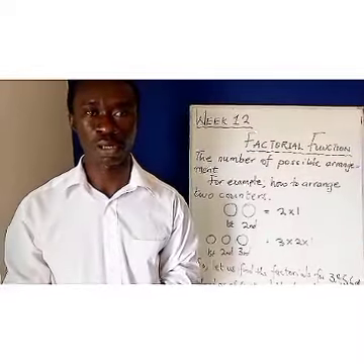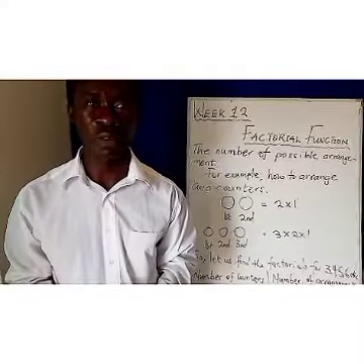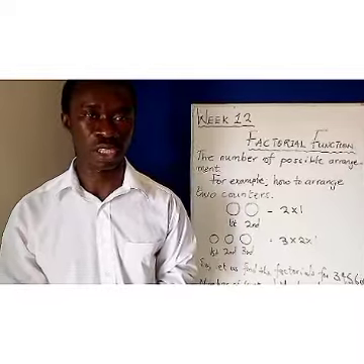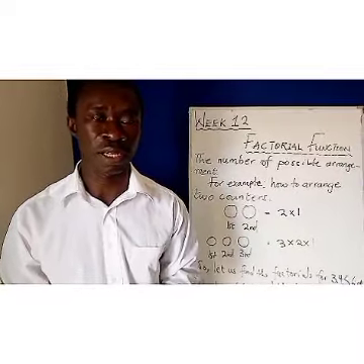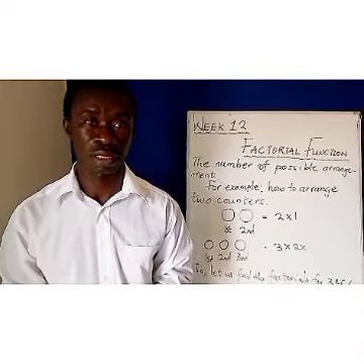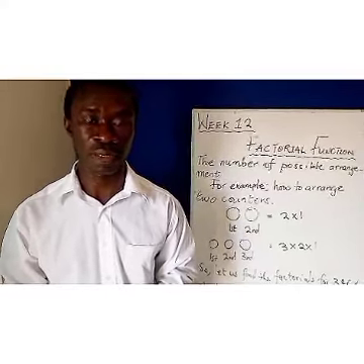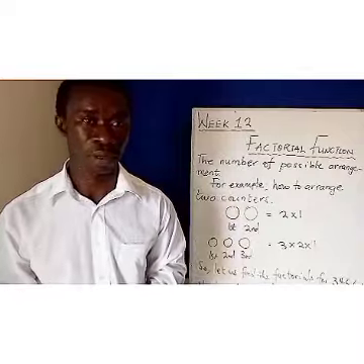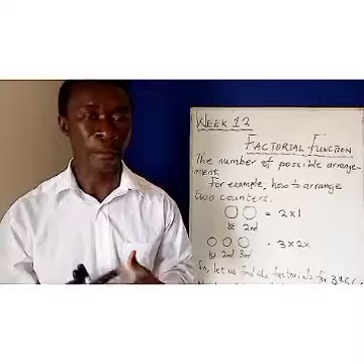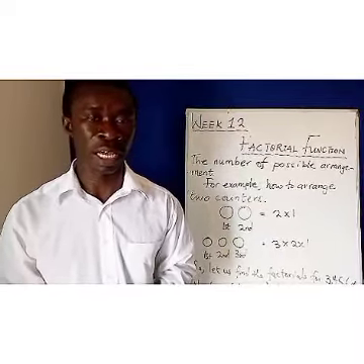Math time. Today we will learn how to solve sequence of numbers, the arrangement of numbers, which we term as the factorial function. The factorial function talks about the number of arrangements of objects. For example, the counters: the first counter, the second counter. That's how we work out the number of arrangements, by multiplying the number of times it appears.